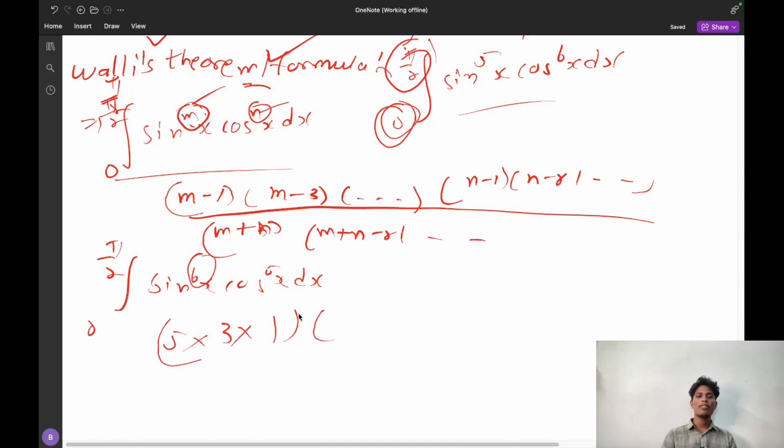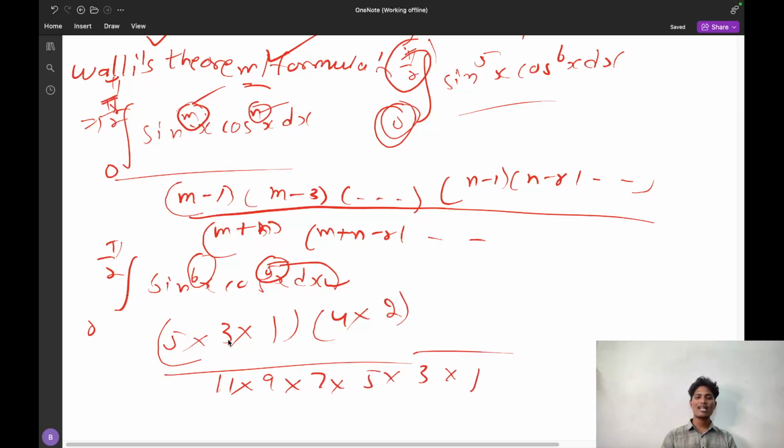That's it, stop. The power 5, the cos power 5. We have to start again here. 5 minus 1, it is 4. 4, it will be 2. That's it, leave it. Now join these two. 6 plus 5 is 11. So first 11, then 9, then 7, then 5, then 3, then 1. That's it. Just cancel this one.